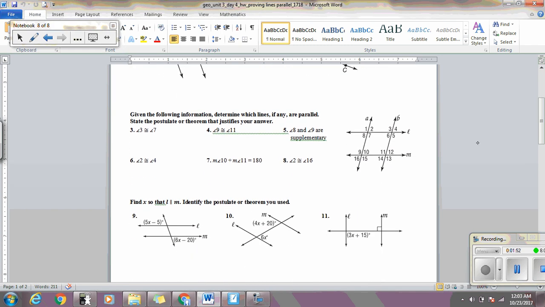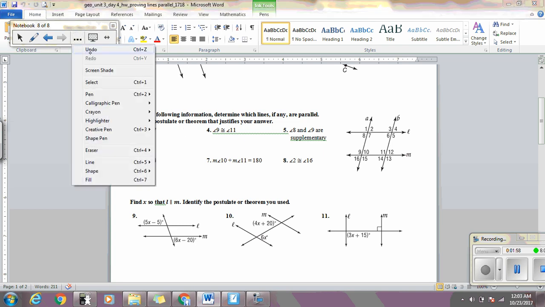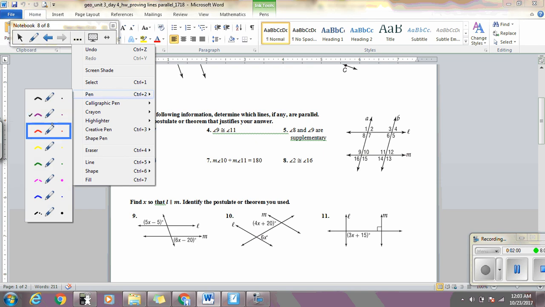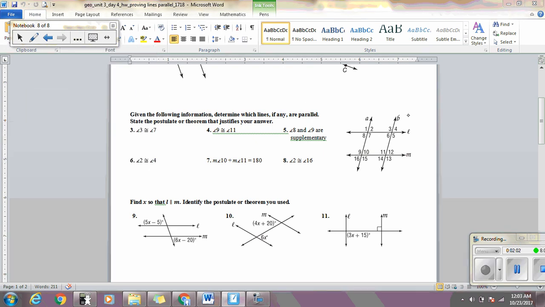For the next section, it says determine which lines are parallel and state the postulate. So for angles 3 and 7, the transversal would be line L. So that means A is parallel to B. And since those are alternate interior angles, we would say it's the converse of alternate interior angles theorem.